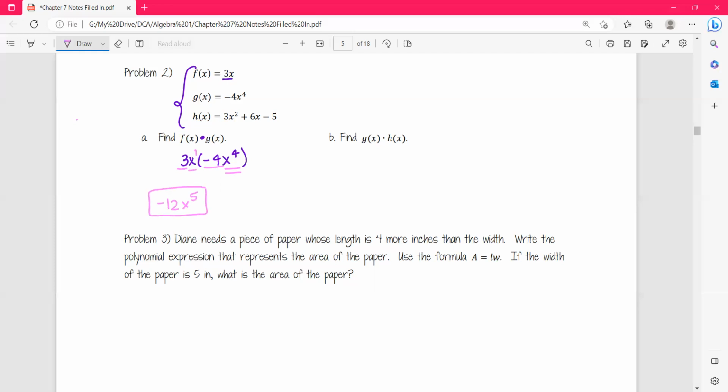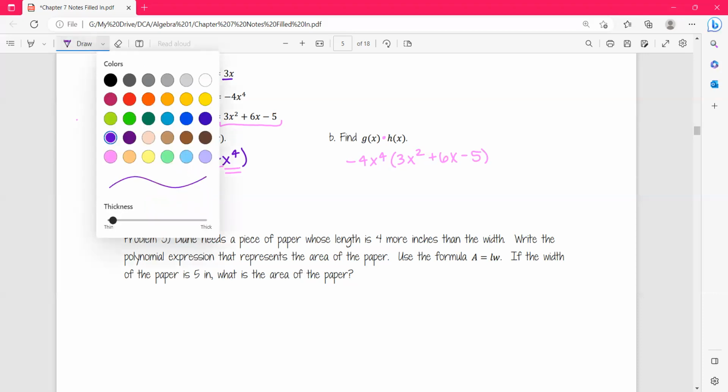And then if we do the next one, it says g of x times h of x. So I'm going to have -4x to the fourth times h of x is this whole expression, 3x squared plus 6x minus 5. And that means we're going to have to distribute. So we're going to do each at a time.